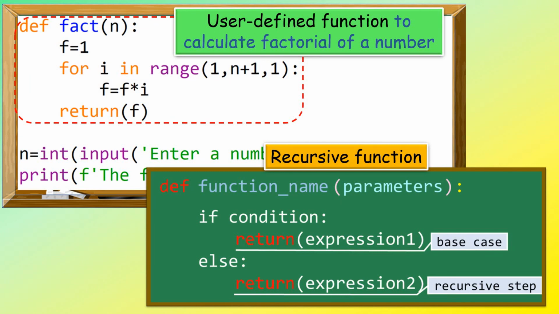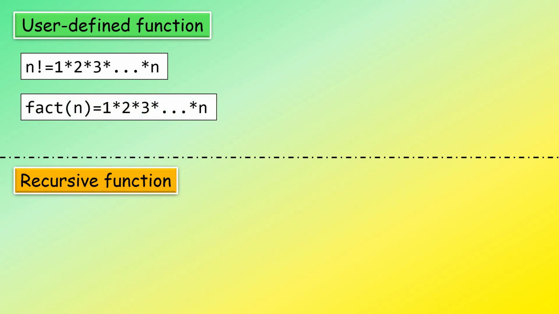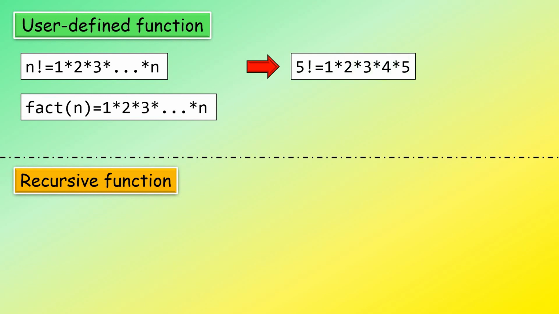Okay, how is n factorial calculated in user-defined function? N factorial is equal to 1 into 2 into 3 into etc. into n. That is, fact of n is equal to 1 into 2 into 3 into etc. into n. That is, that function factorial calculates the product of these natural numbers up to n. If I apply this for 5 factorial, that is 5 factorial is equal to 1 into 2 into 3 into 4 into 5.